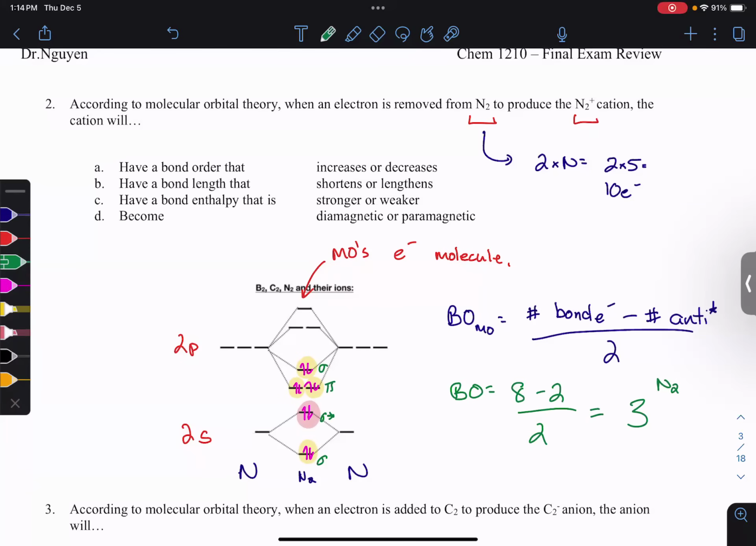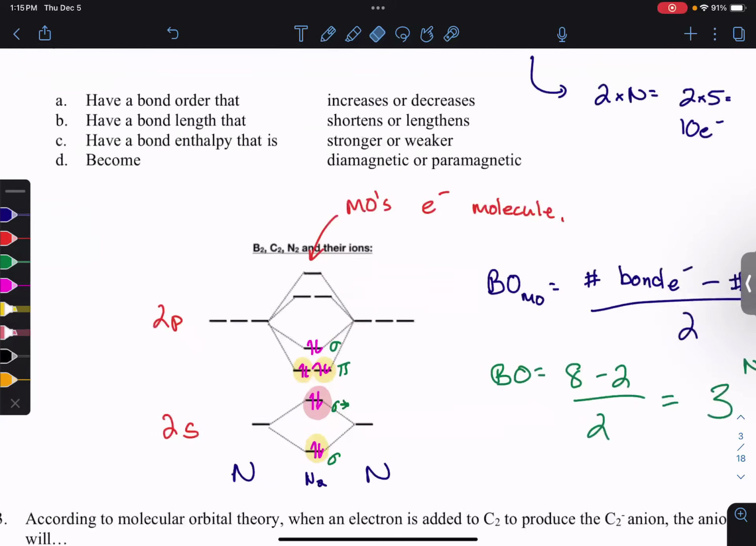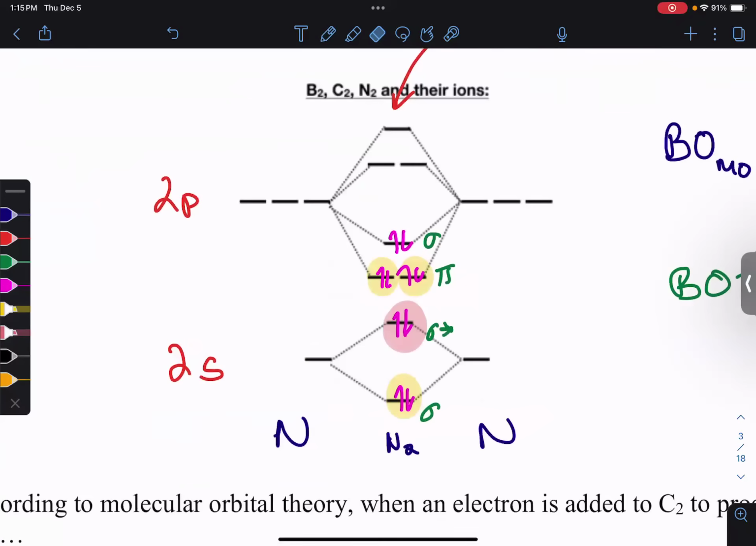So we want to know, how does the bond order change? So let's make the cation, meaning we remove an electron, right? We remove an electron. But even without recalculating bond order and making a comparison, let's just think about this logically. If I remove an electron from a bonding orbital, or here, what if I add an electron to a bonding orbital? What will I do to the bond? Strengthen it or weaken it? Strengthen it if I add electrons to bonding orbitals.